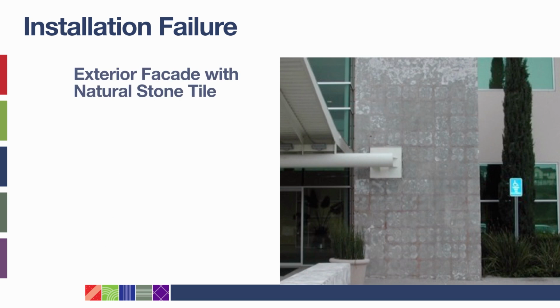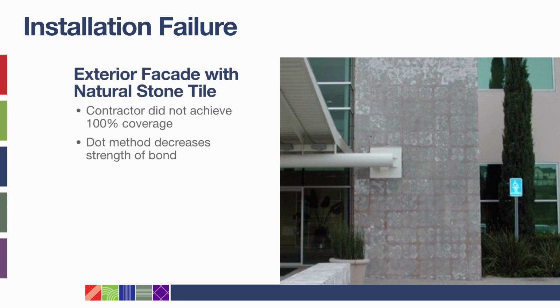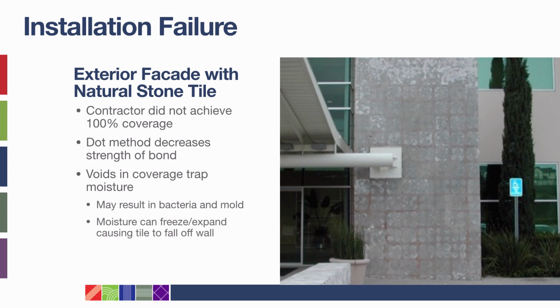The dot method decreases the strength of the bond, and the voids in coverage leave tile susceptible to moisture trapping, which can result in unsanitary conditions, including the buildup of bacteria and mold behind tile. In freeze-thaw conditions, trapped water can freeze and expand, causing tile to pop off the walls.